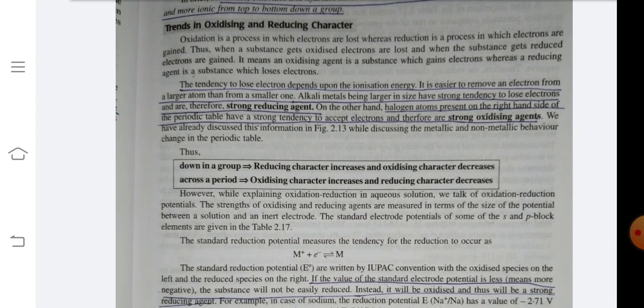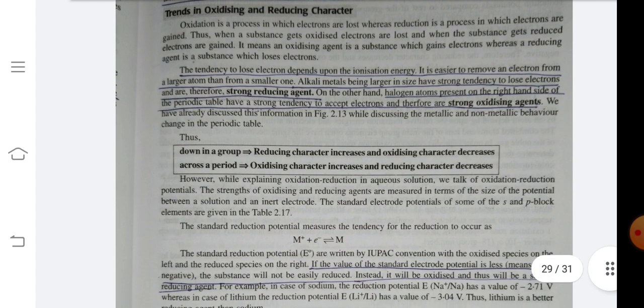Trends in oxidizing and reducing character. Oxidation is a process in which electrons are lost, whereas reduction is a process in which electrons are gained. Thus, when a substance gets oxidized, electrons are lost, and when the substance gets reduced, electrons are gained. It means an oxidizing agent is a substance which gains electrons, whereas a reducing agent is a substance which loses electrons. The tendency to lose electrons depends upon the ionization energy.